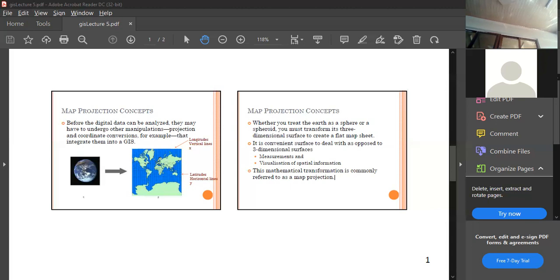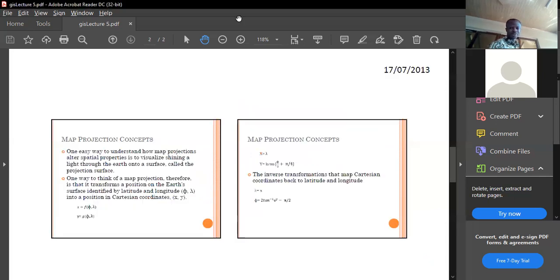Okay, so the transformation is from lambda and phi to x, y. That's what's happening. So when you look at the PowerPoint, I wrote a function there. X is a function of lambda and phi. So we can write an equation. That means the longitude, the latitude, and the x value, so that anytime you plug in these values, it'll tell you the result.